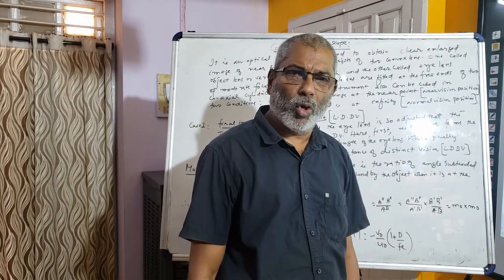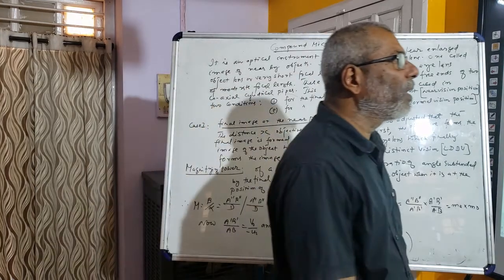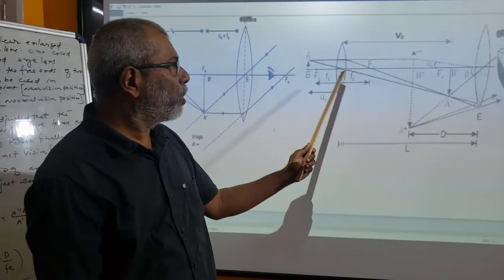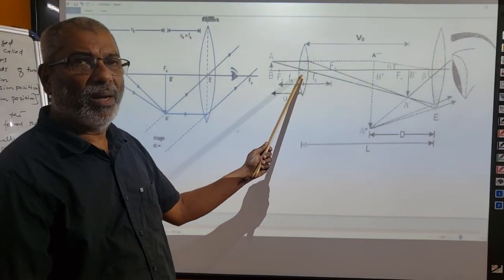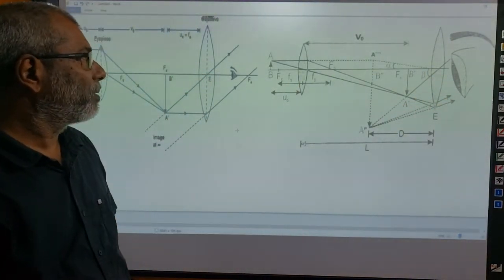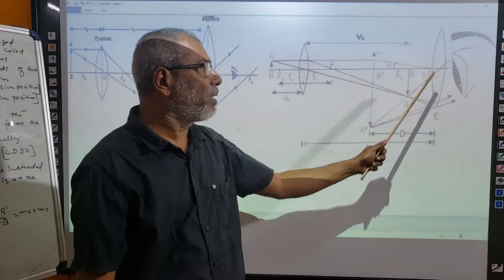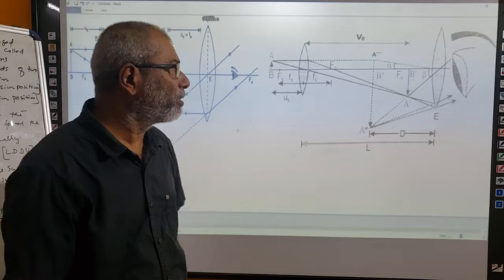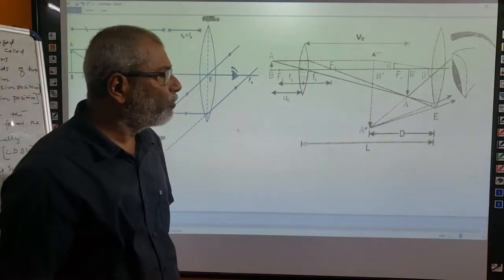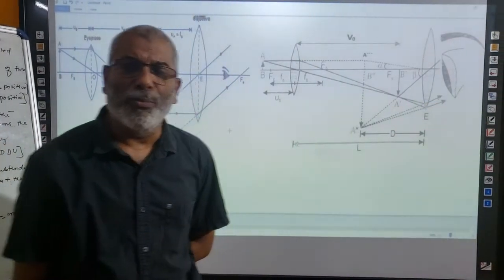A compound microscope in the simplest form consists of two convex lenses. One is called the object lens, and the other is called the eye lens. This is the object placed. Actually, these two convex lenses are of short focal length. The object lens is a convex lens of very short focal length, and the eye lens is a convex lens of moderate focal length.